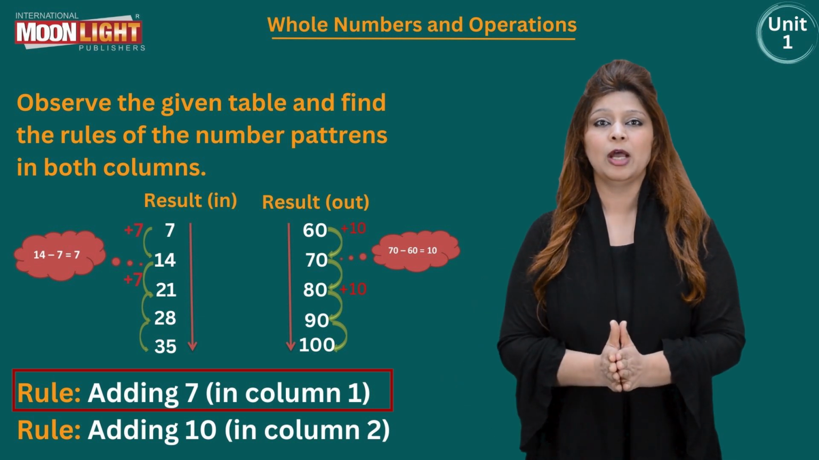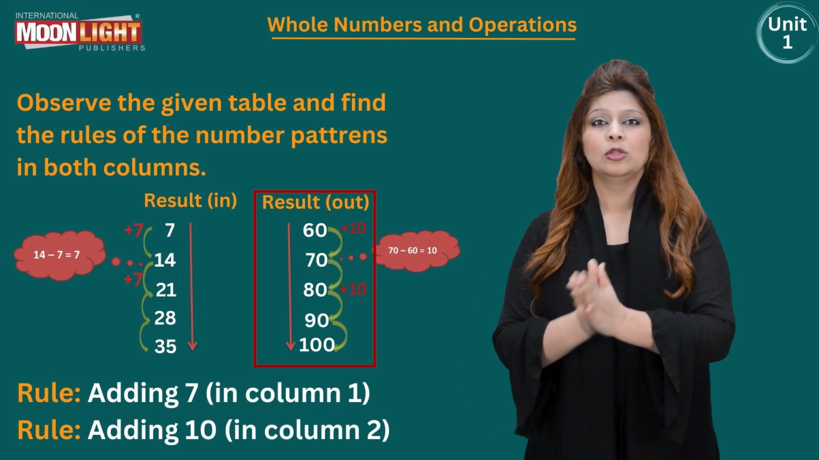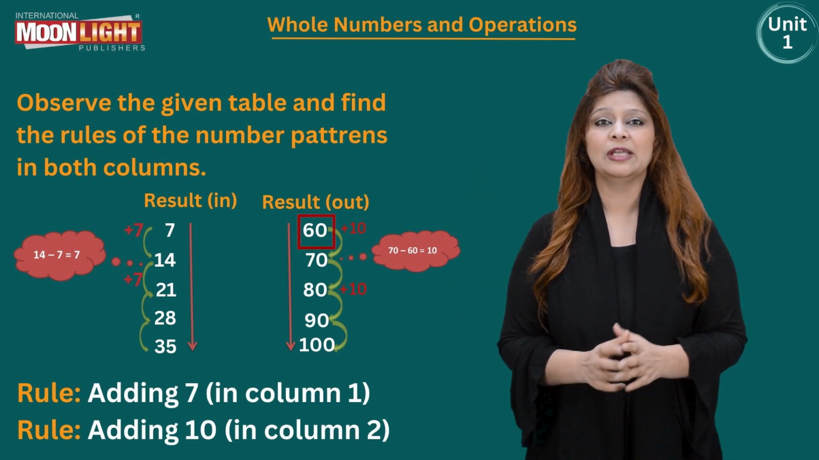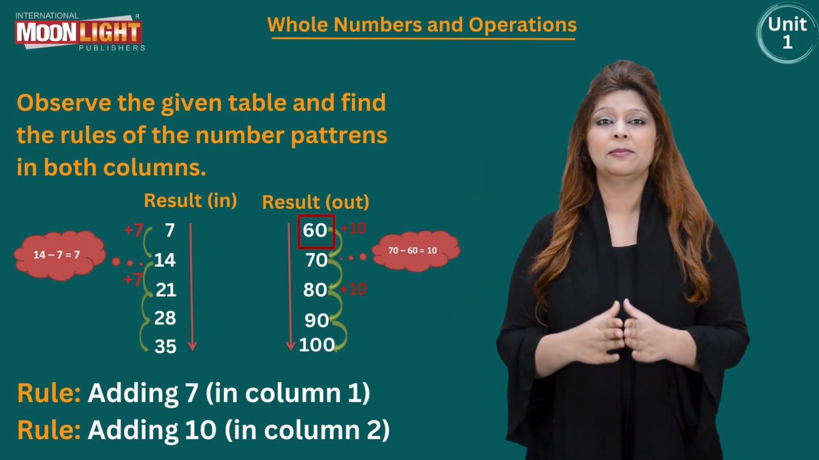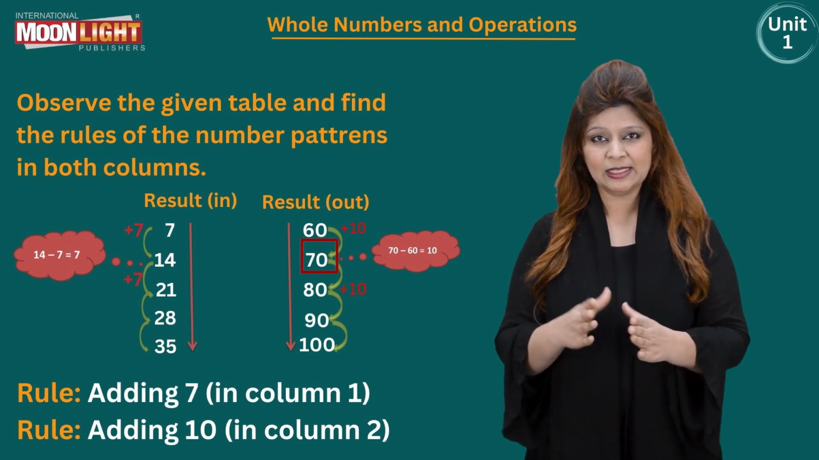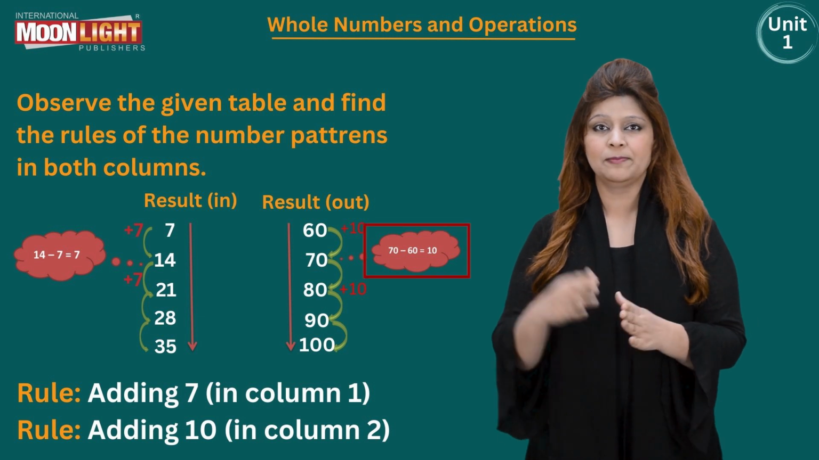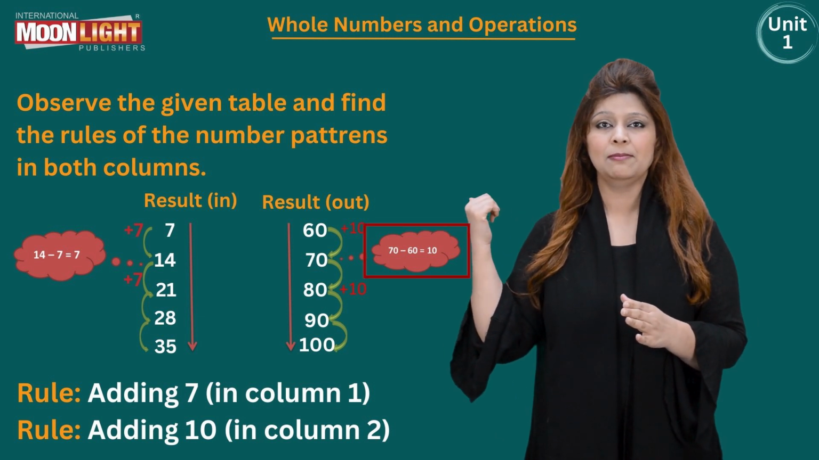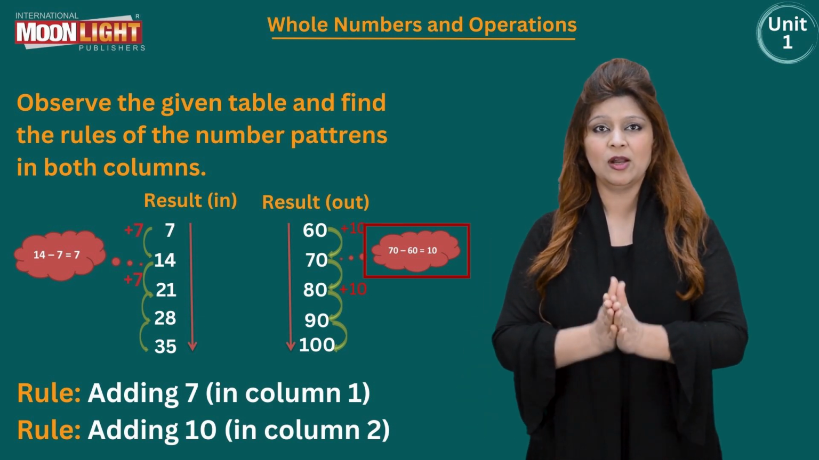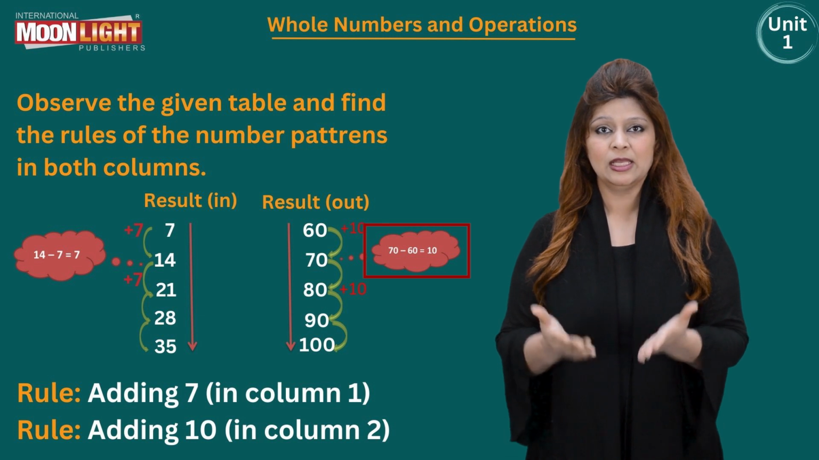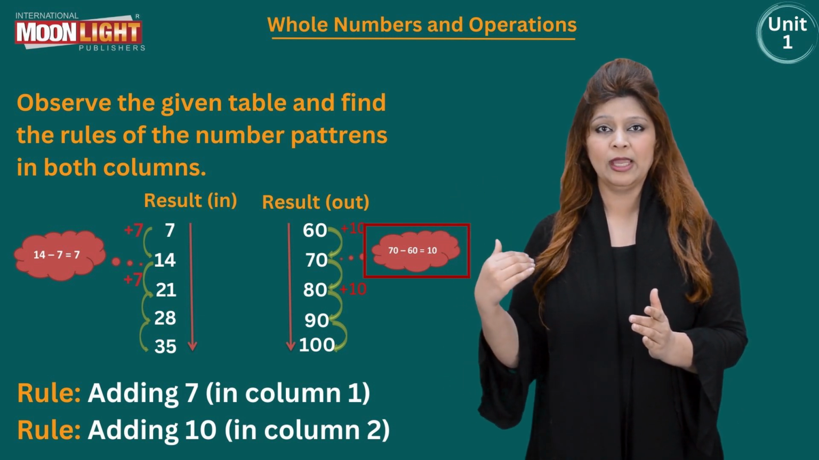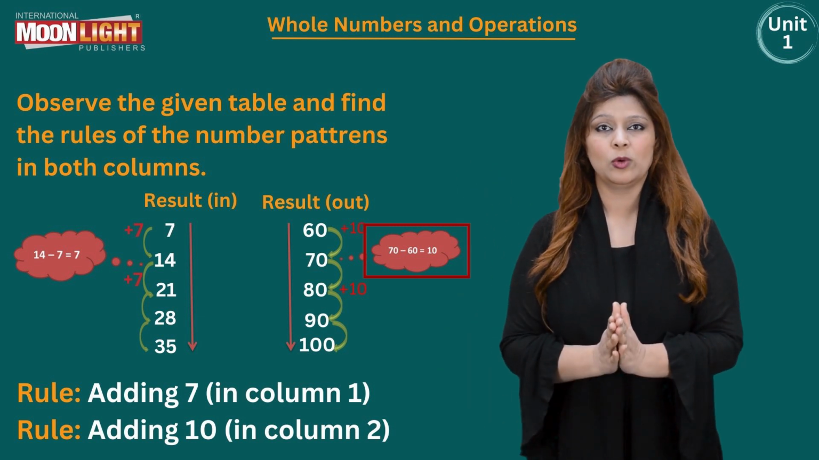Now I am going to find out the rule in column 2. Column 2 over here is out. You can see that the first number is 60 and the second number is 70. Let me find the difference between these two numbers: 70 minus 60 is 10. Let me check whether this is increasing or decreasing order. Yes, this is increasing because the next term is getting bigger, and the first term is the smallest one.